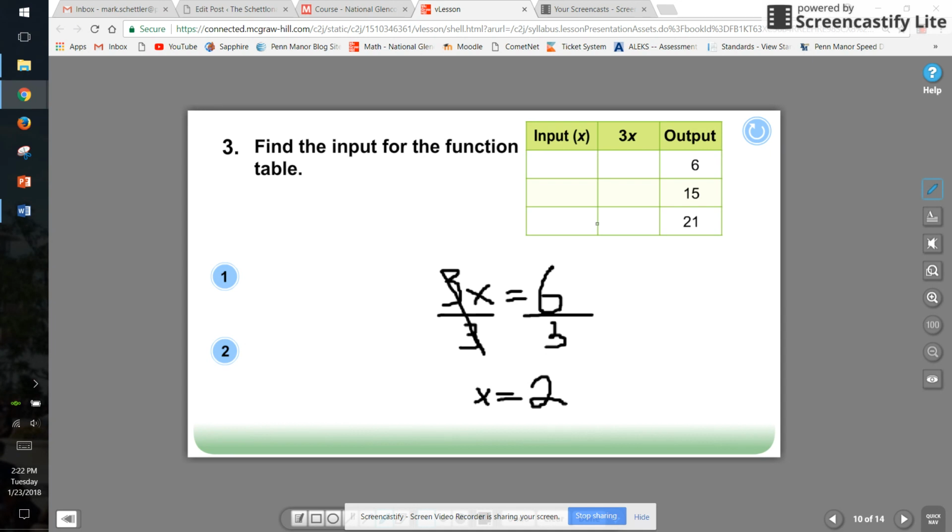So if I put 2 in here, let's see if it makes sense. 3 times 2, great, parentheses. Fantastic. 2 does equal 6. And that's how you go from having an output to the input.